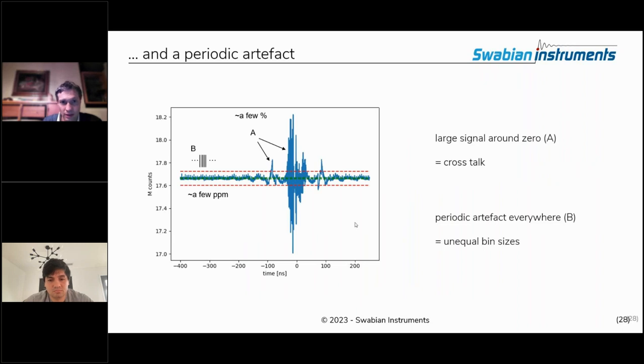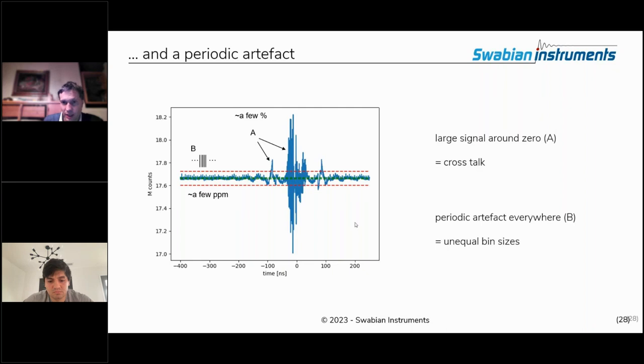There are really two things in here. You can separate this into two different effects. One is what I have marked with A here. These are big spikes that are close to zero, close to a time delay of 0. And this is crosstalk between channels.